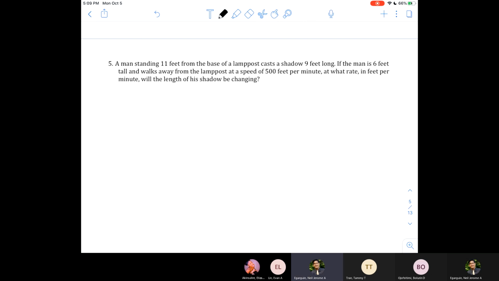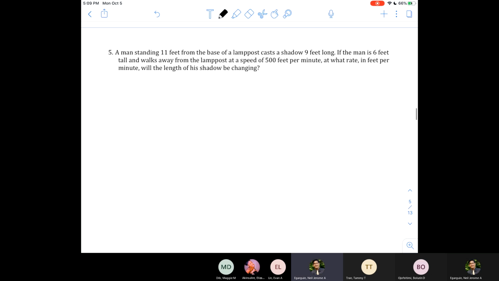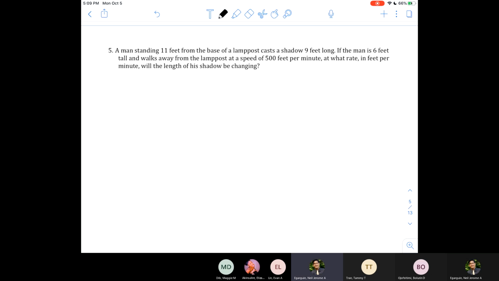Okay, here a man standing 11 feet from the base of a lamppost casts a shadow 9 feet long. If the man is 6 feet tall and walks away from the lamppost at a speed of 500 feet per minute, at what rate in feet per minute will the length of his shadow be changing? This is a typical textbook problem. I just don't know why it is of interest to measure the length of the shadow of a man. But this is a good theoretical exercise, though an impractical one. But anyway, let's try to answer this, right?